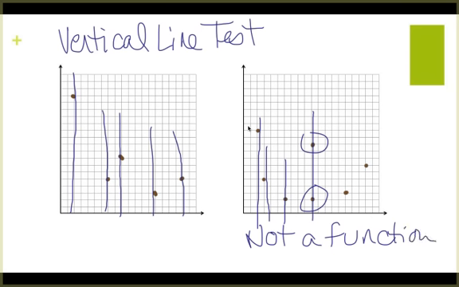Notice I didn't label the axis because I don't want you to get all hung up on it being 1, 2, 3. But if you have 2 points that are vertical from one another, I have one x value that has 2 different y values, then it's not a function.